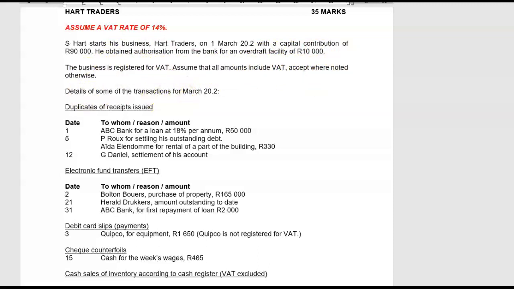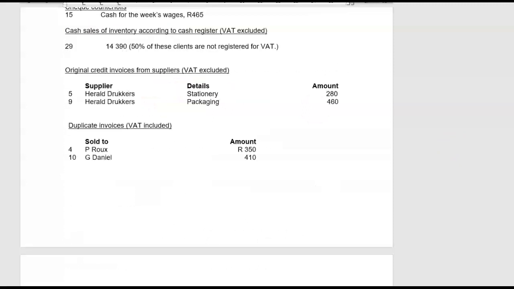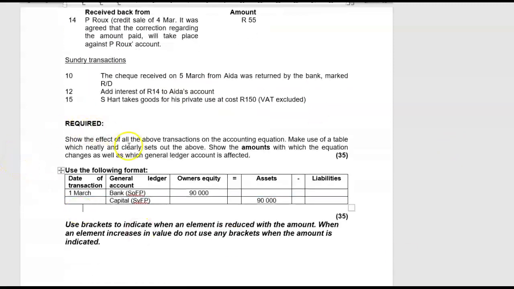Then details of the transactions of March, and they want you to show the effect of the above transactions on the accounting equation. Make use of the table which neatly and clearly sets out the above. Show the amounts with which the equation changes, as well as the general ledger account which is affected. And then I gave you the format, and I want you to answer exactly in this format, otherwise it will not even be marked. I also tell you to use brackets to indicate when an element is reduced.